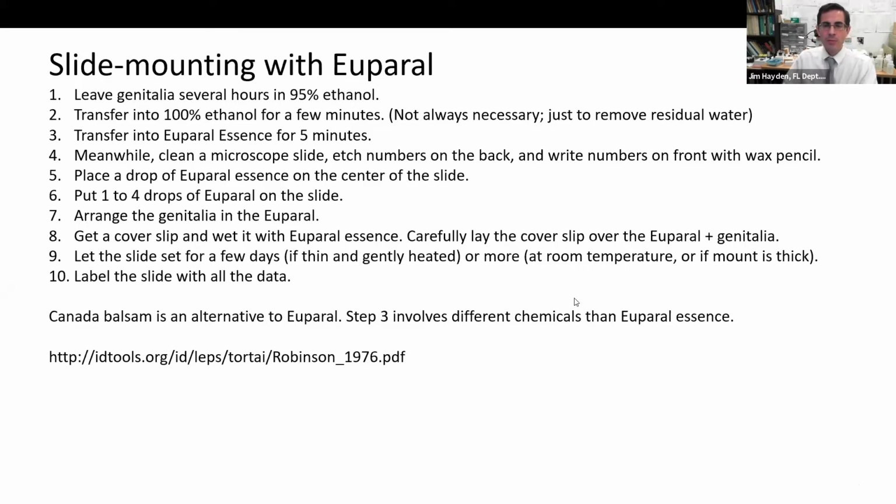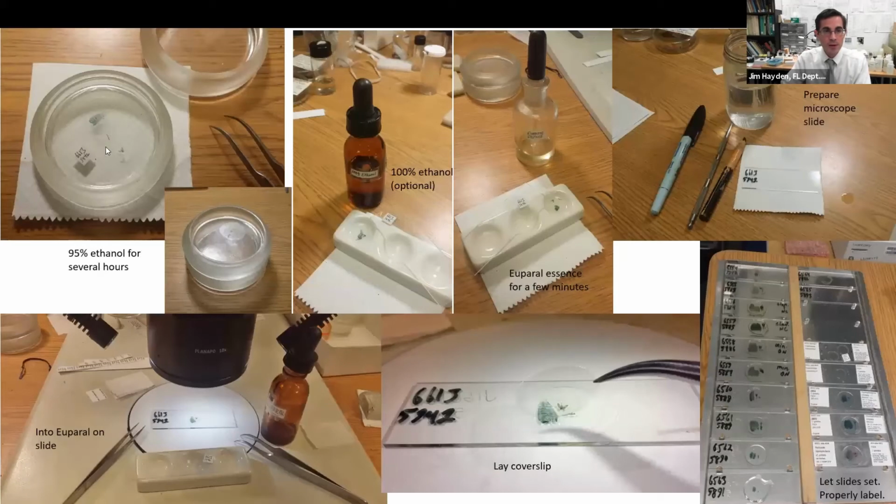I'm also going to mention the steps for slide mounting in Euparal. Probably only a few of you will do this, but if you're going to be producing a reference collection of slides, this will be really good. Leave genitalia for several hours in ethanol, transfer to 100% ethanol, transfer to Euparal essence for 5 minutes. Meanwhile, clean a microscope slide. I'll just go through this visually. After you've made your dissection, you put it in 100% or 95% ethanol for a few hours to remove any water. Then you can optionally place it into 100% ethanol to remove any residual water.